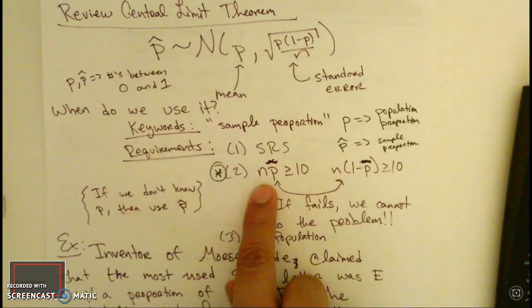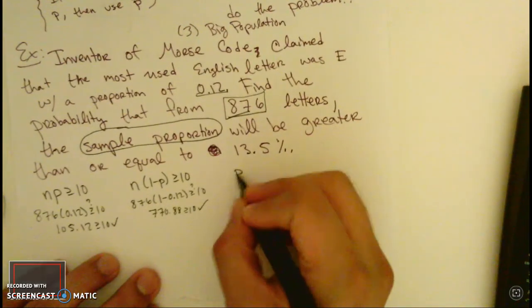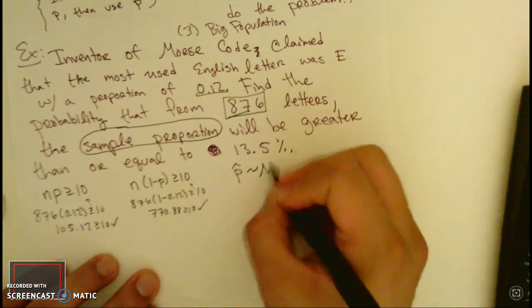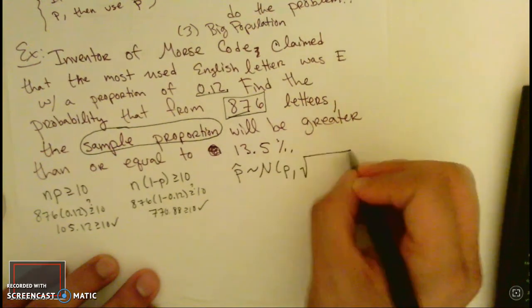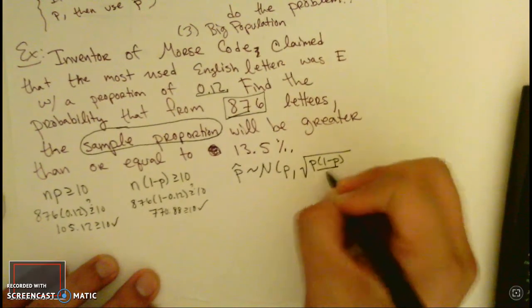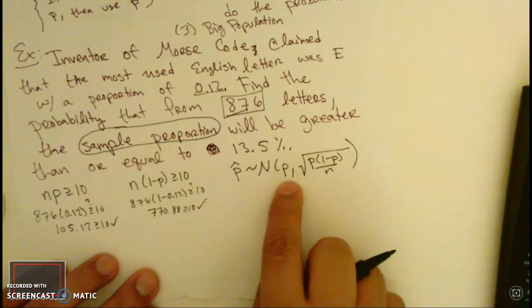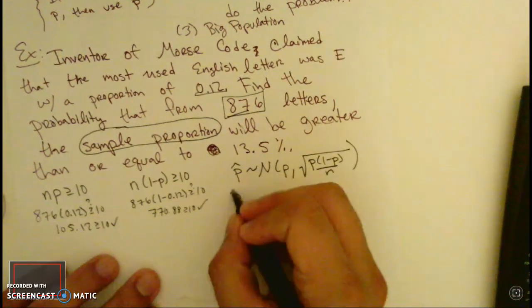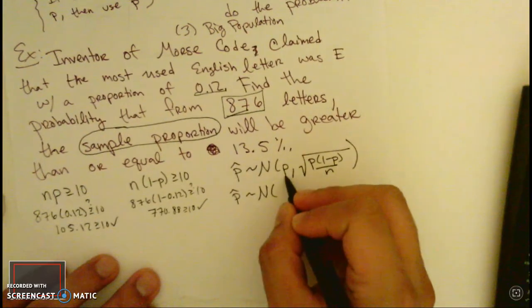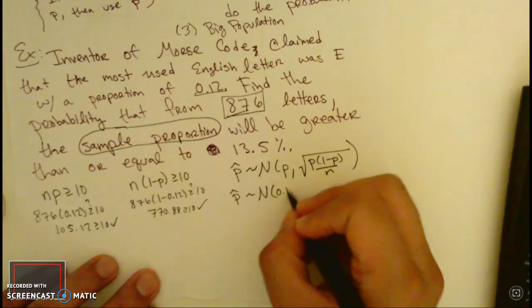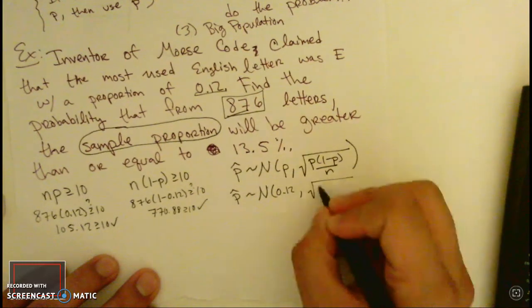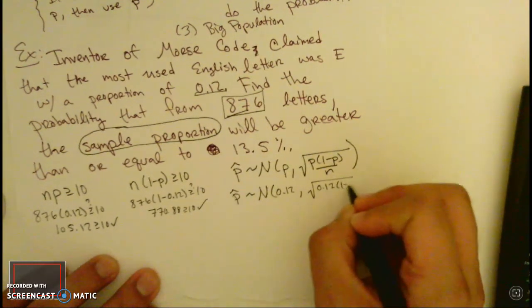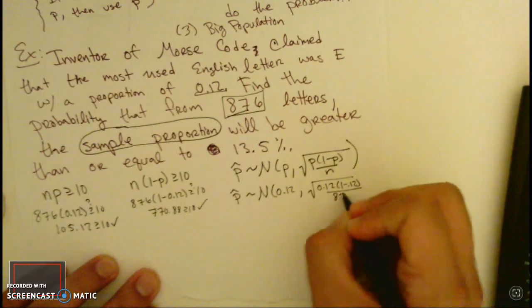So now that we know that this is satisfied, this is correct. Now we can go ahead and use this. So we have P hat is normally distributed with a mean of P and a standard error of the square root of P times 1 minus P divided by N. Okay, all we've got to do now is just figure out what this means and what this is. So let's go ahead and plot them. So P hat is normally distributed. Well, P in this case is just 0.12. Then comma, square root of 0.12 times 1 minus 0.12 divided by 876.